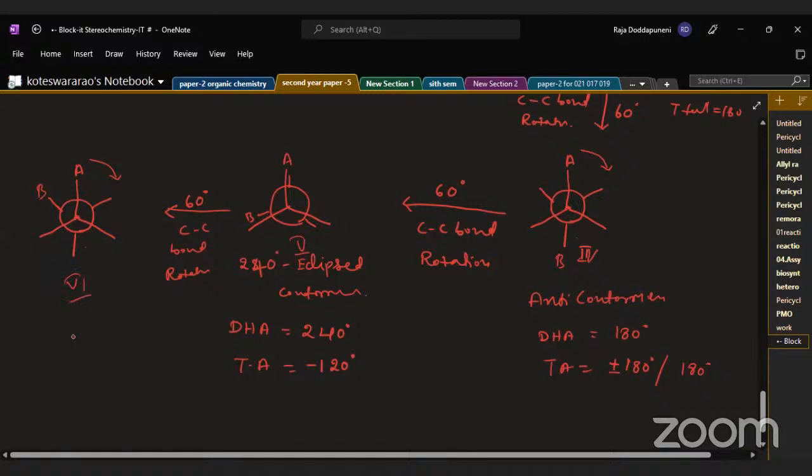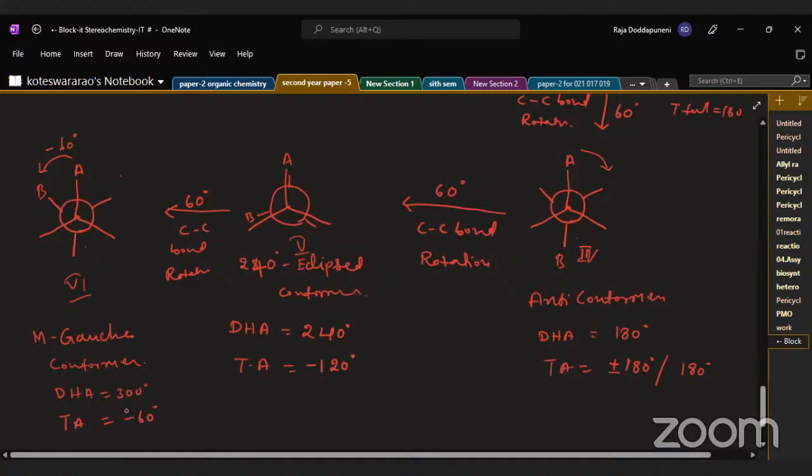This is known as the Gauche conformer. Why Gauche? Whenever we are considering the torsional angle, it rotates by minus 60 degrees. That minus 60 degrees rotation gives the gauche conformer. Now this is known as the gauche conformer. The dihedral angle is 300 degrees rotation. Next, the torsional angle is minus 60 degrees.